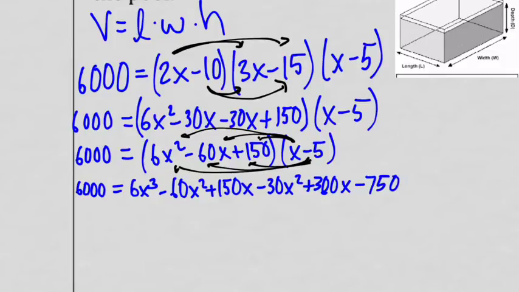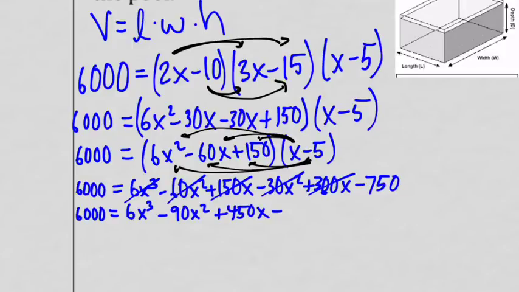Alright, combine as many like terms as we can. I know there's a few in there. 6,000 equals 6x cubed. There's no other cubes, so that was by itself. Done. The negative 60x squared and the negative 30x squared, they're both negative, so let's put them together. Negative 60 and negative 30 make negative 90x squared. The positive 150x and the positive 300x together make 450x. And then minus 750.